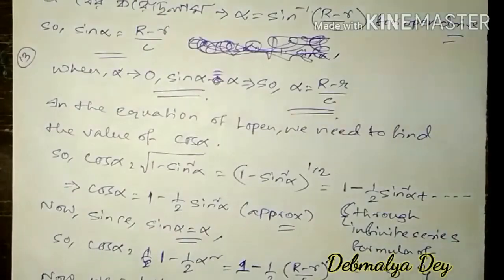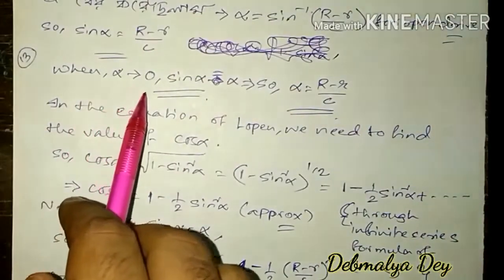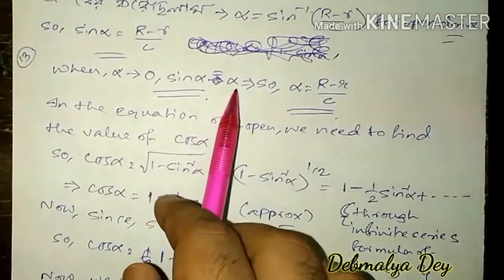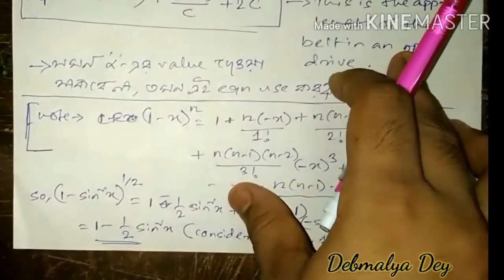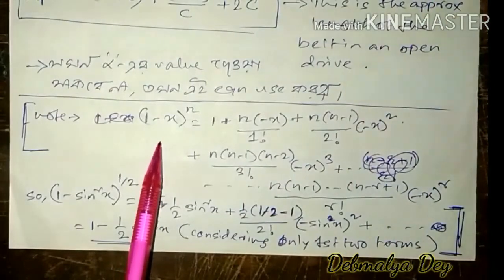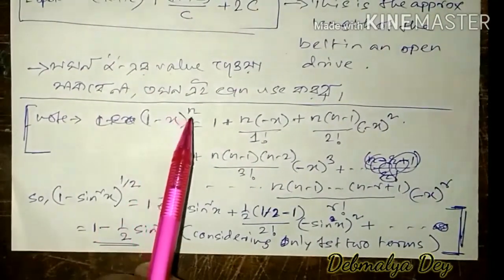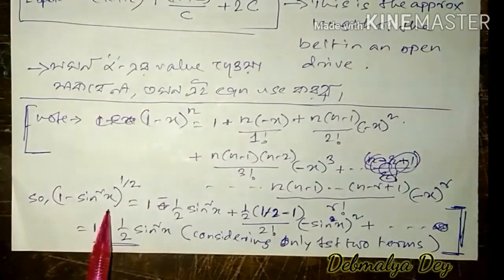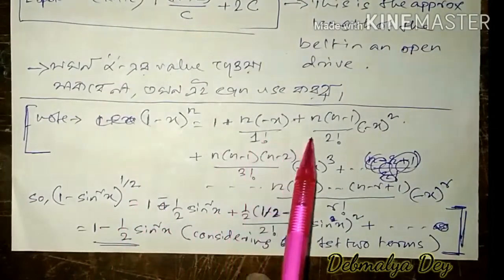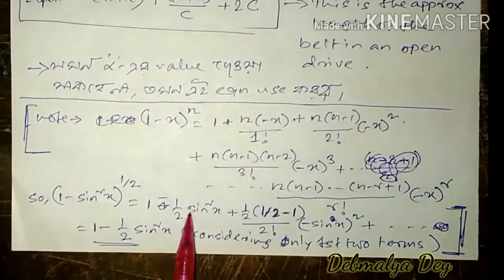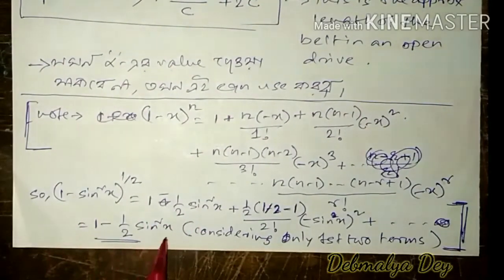Now the important concepts from mathematics which we needed in this video are, first, when the value of alpha tends to 0, the value of sine alpha is nearly equal to alpha. This was the first thing we need to remember. The next is the formula for expanding (1 minus x) to the power n. In place of x we have written sine square x, and the value of n is half. Through this formula we expanded the term and took the first two terms only, so the value of cos alpha ultimately becomes 1 minus half sine square alpha.